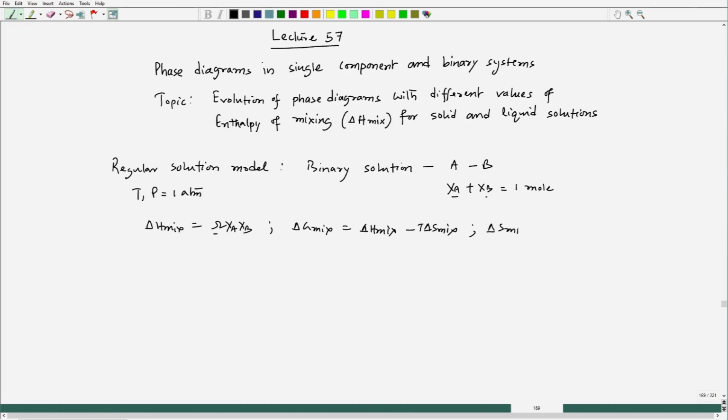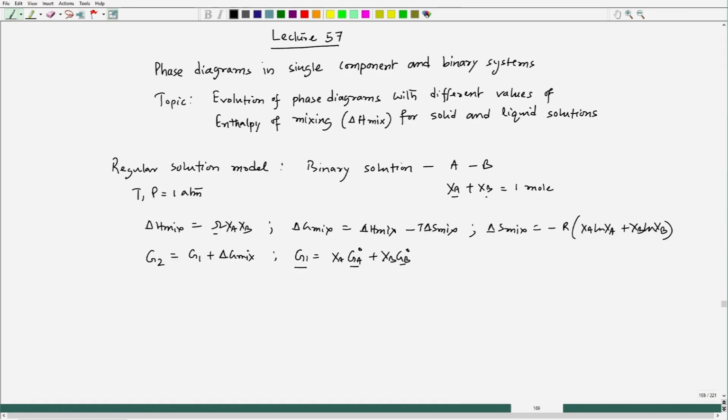T del S mix has the same contribution whether we take liquid or solid solution, that is minus R times X A ln X A plus X B ln X B. Then solution free energy, which is taken to be G 2, is G 1 plus delta G mix, and G 1 is taken to be X A G A naught plus X B G B naught. For solid, this will be for solid, everything will be solid. G 1 is basically the system free energy when A and B are unmixed.